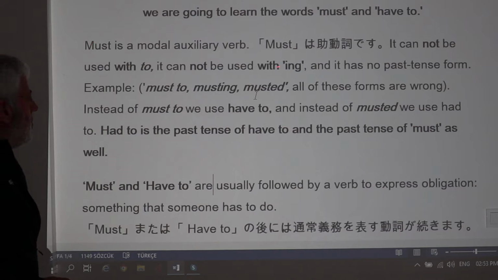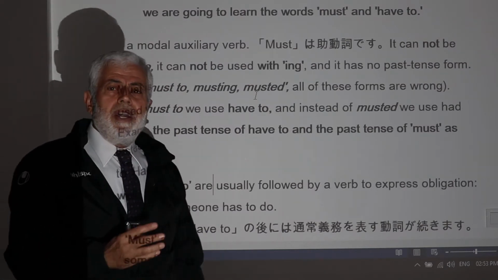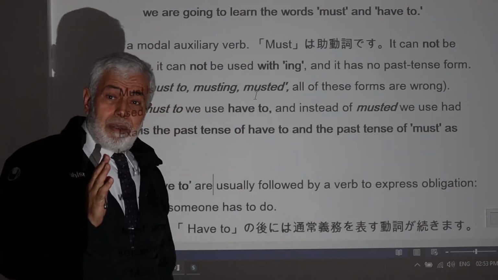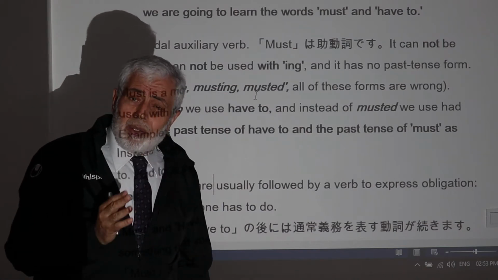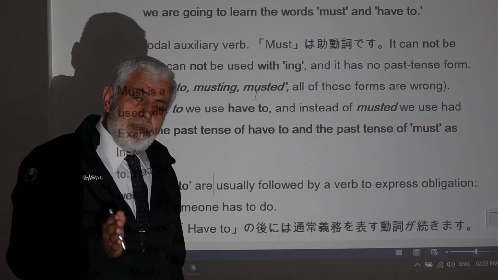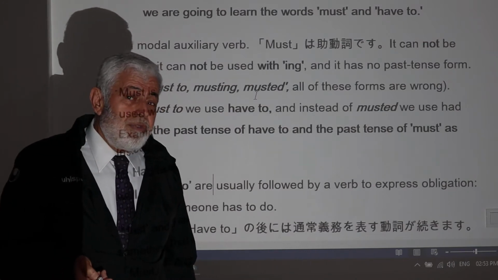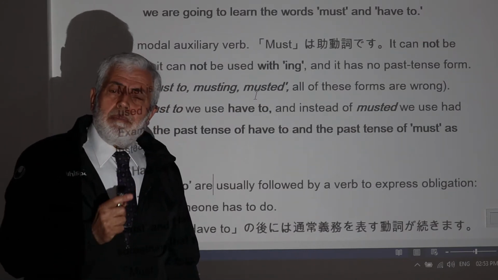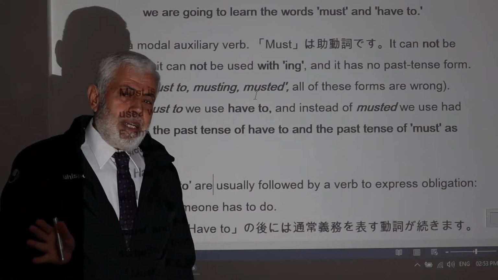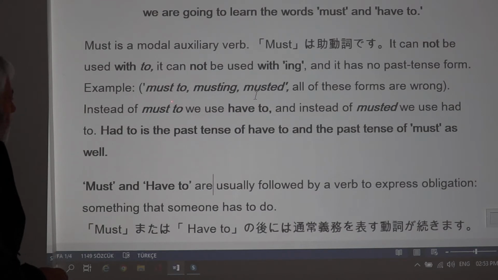Must is a modal auxiliary verb. Must は助動詞です。It cannot be used with to, it cannot be used with ing, and it has no past tense form. must の後に to はつけられません。It cannot be used with ing、ing もつけることはできません。And it has no past tense form の意味は、過去形にもならないということです。その代わりは、must to, musting, musted、all of these forms are wrong.